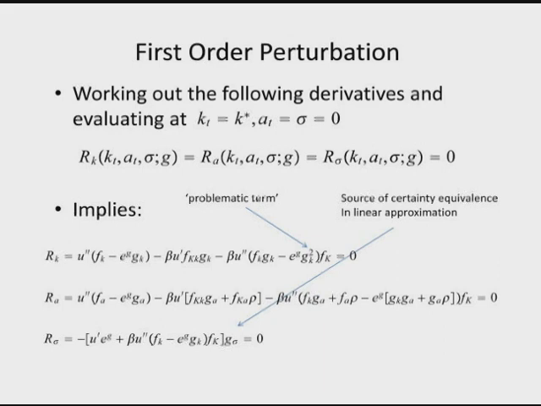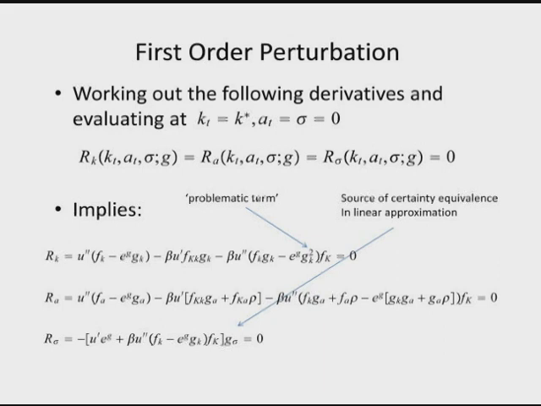So we're doing everything around this one point, the non-stochastic steady state. So evaluate it around that one point, and then you get three equations. There are three derivatives there. Of course, they have to be 0 at that point, because the thing is 0 everywhere. So it's 0 everywhere, it's got to be 0 at that one point, too.